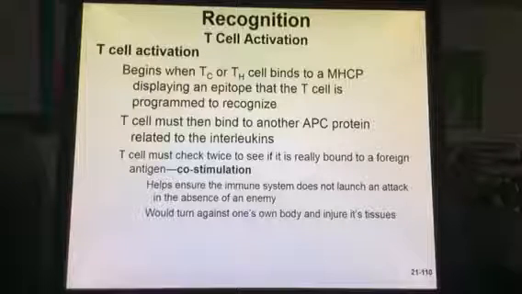So when the T cells are activated, they bind to that protein, and then they also have to bind to another APC protein to basically check twice. They want to check twice, am I really bound to a foreign antigen? And that process is called co-stimulation. It's just kind of a backup. Are you sure this is a foreign antigen? Okay, yes. Okay, now I'm going to start my response.